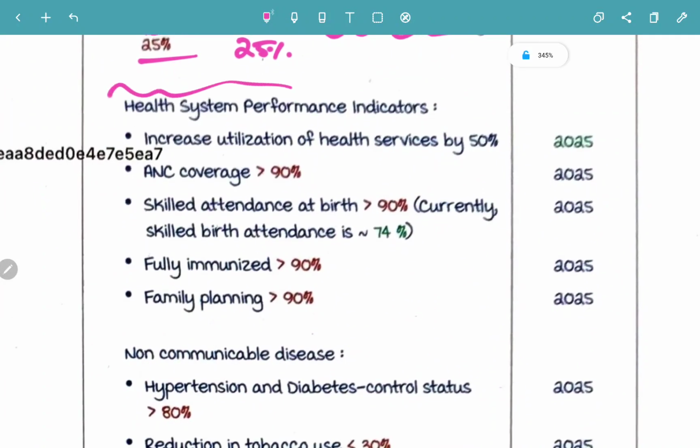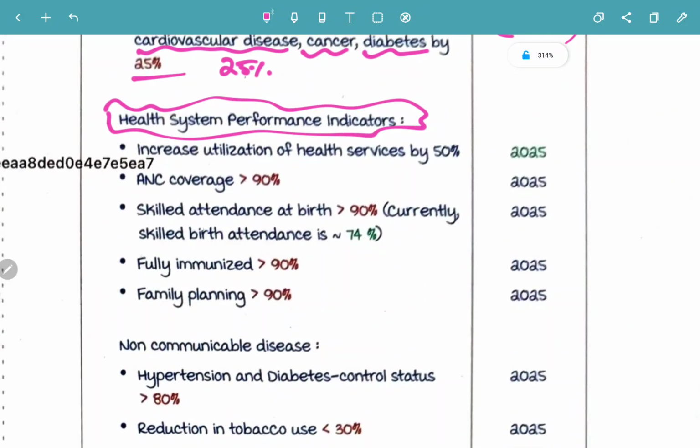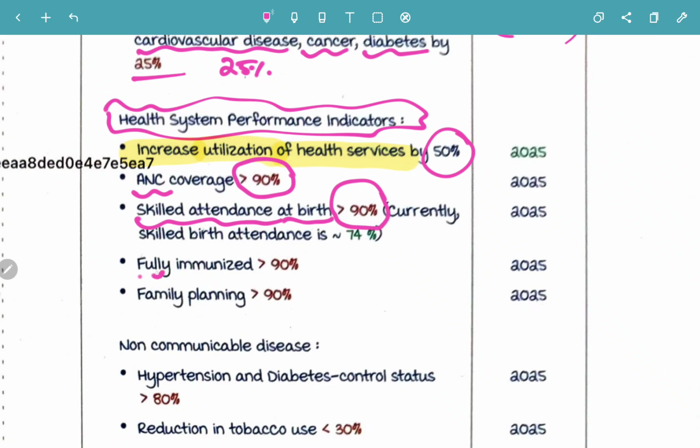So what are these health system performance indicators? First target is increased utilization of health service. Very important. There must be an increase in the utilization of health service by around 50%. And antenatal care coverage must be more than 90%. Skilled attendance at birth must be more than 90%. And fully immunized, all the children must be fully immunized more than 90%. Family planning more than 90% must be achieved.